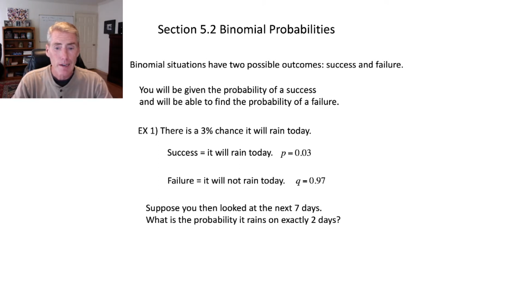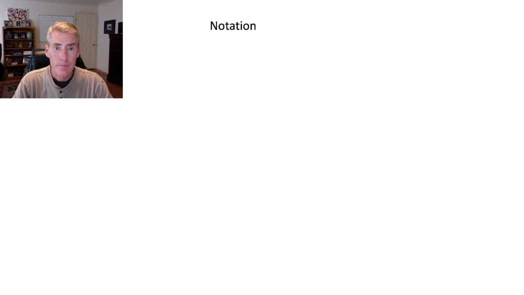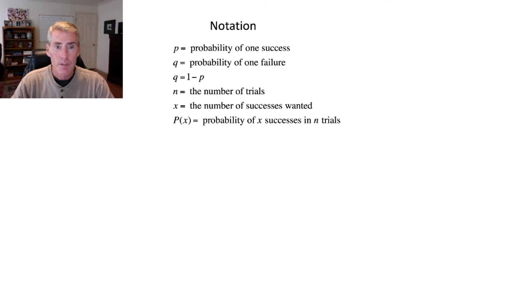So suppose you look out over the next 7 days, what's the probability it's going to rain on exactly 2 days? That's the type of question we're going to be answering in this section. But first, we need to go over some notation. As I just showed you, the lowercase p is the probability of one success. So the probability that it would rain on 1 day is a 3% chance. The q is the probability of failure, so you just need to go 1 minus 0.03 and you'd get 0.97.